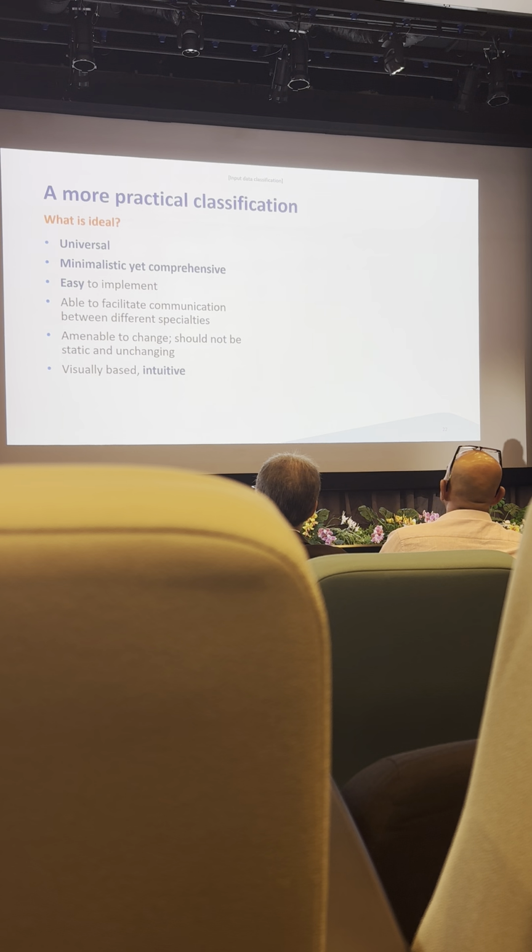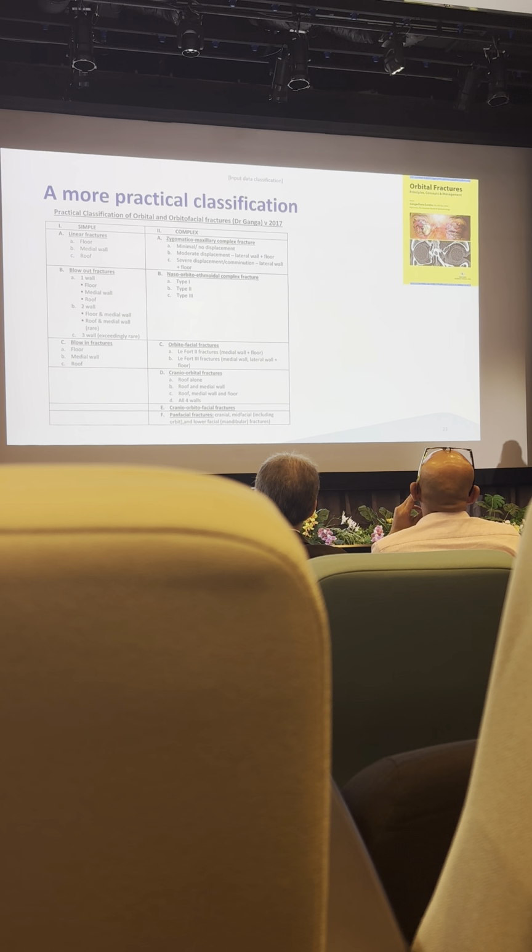So what is ideal? Now, an ideal classification should be universal. It should be comprehensive, yet minimalistic. And it should be easy to implement. And it should be something that is able to facilitate communication between different specialties, and should not be something that is static and unchanging, and hence is amenable to change. And lastly, it should be visually based and intuitive.